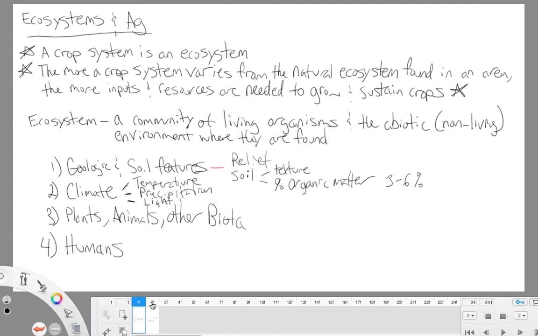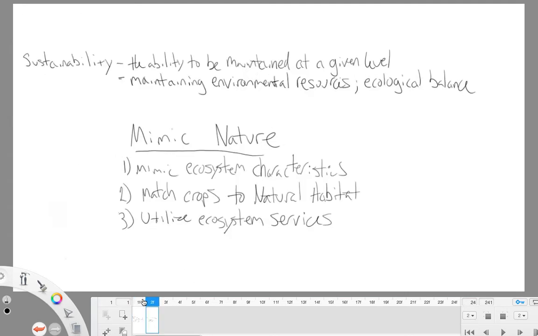And kind of talking about that, we brought up this concept of sustainability. And that is the ability to be maintained at a given level. When we were talking about the environment, we're typically talking about maintaining environmental resources or striking an ecological balance. And we said when we are talking about a crop system, one way to improve sustainability is to mimic nature. And we can do this in a couple of ways.